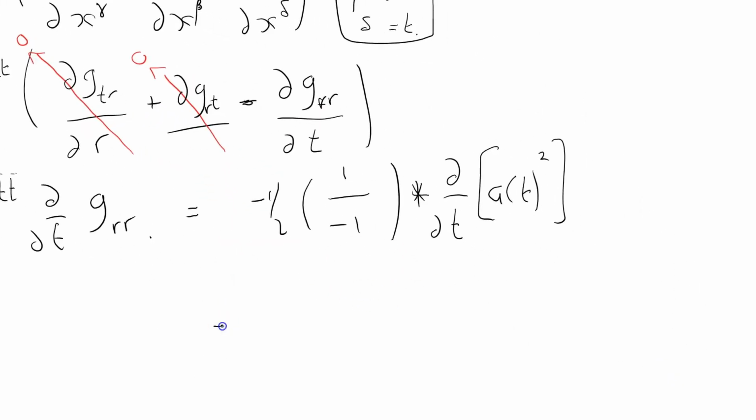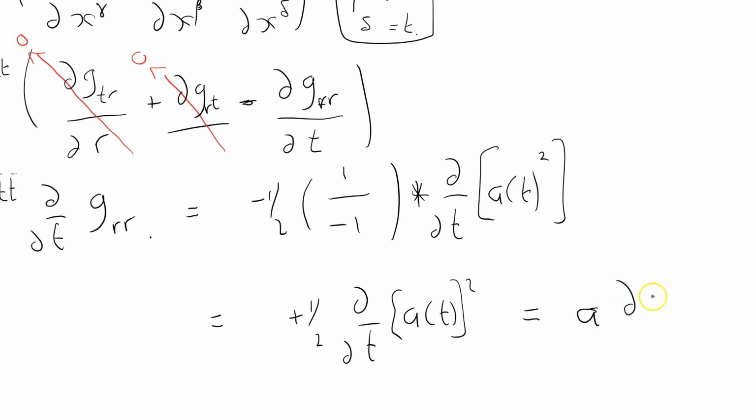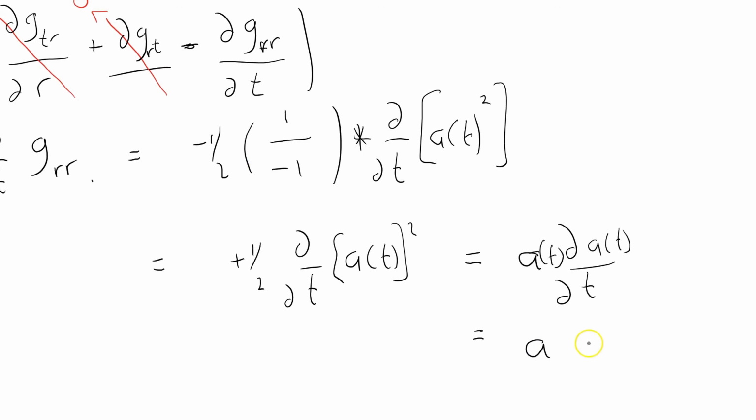Yes, this is looking nice. So that's plus 1/2 of di by di t of a of t squared, which is just a di t, a of t. I guess you could write it down a little bit more simply than that. It's just a dot. There it is.